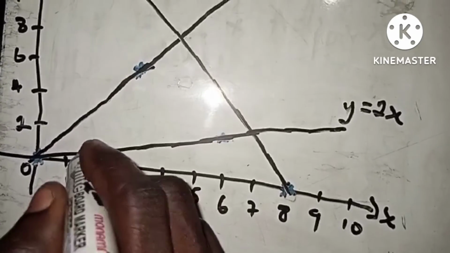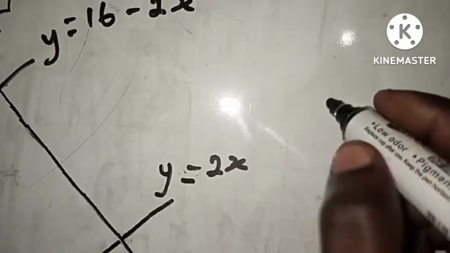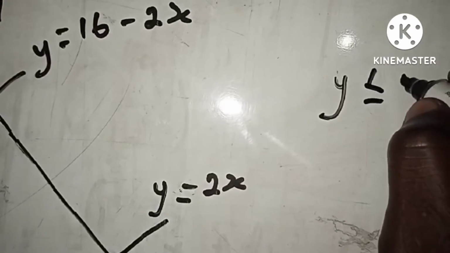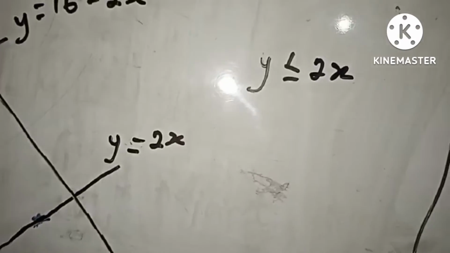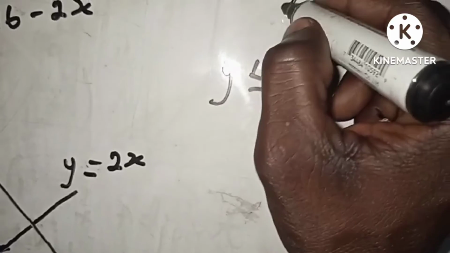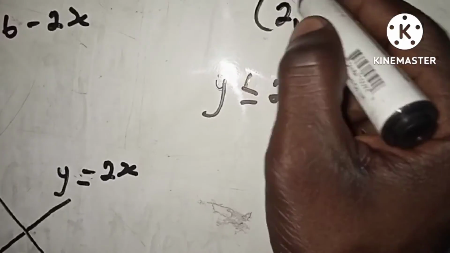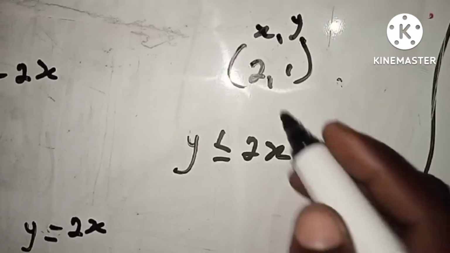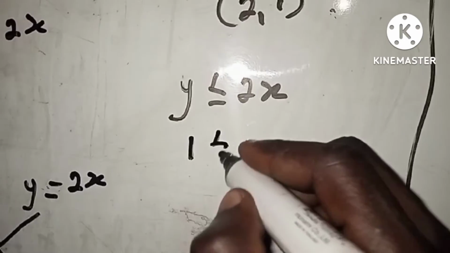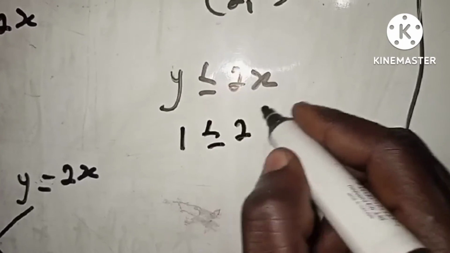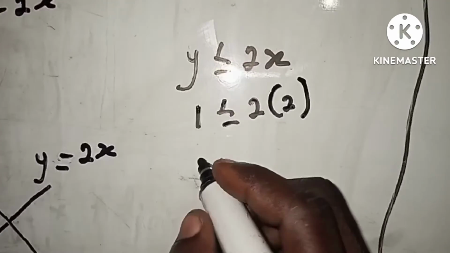Let's see if this 2, 1 satisfies the inequality that we are given. The inequality here was what? y is less than or equal to 2x. That is for just this line. If you say 2, 1, meaning 2, comma 1, we have x to be 2 and y to be 1. Now wherever you see the y, replace it by 1, and wherever you see the x, replace it by 2. Is that okay?